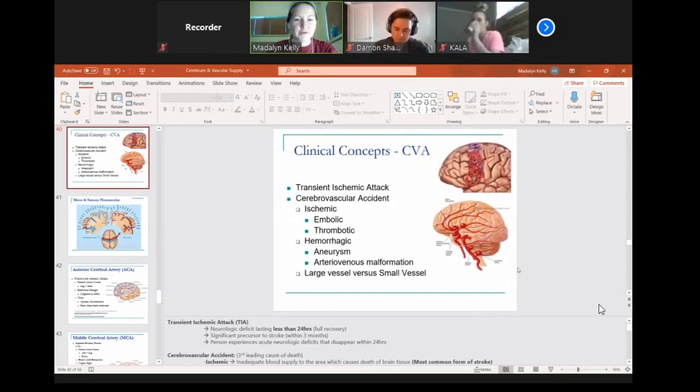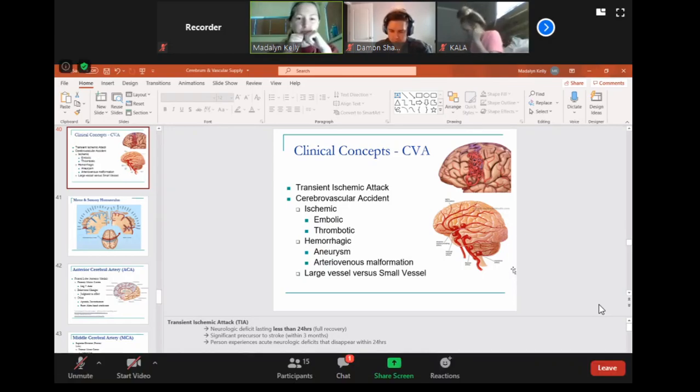Okay, so clinical concept CVA. You have the TIA, the transient ischemic attack. The way I remember this is it is called a TIA if the deficits are less than 24 hours. They should have a full recovery afterwards. The problem with this one is it is a significant precursor to a stroke within the next 3 months.